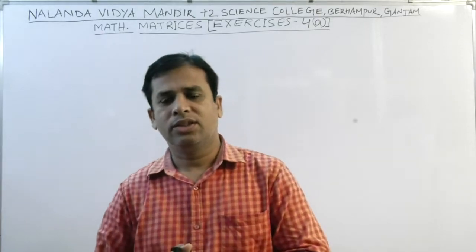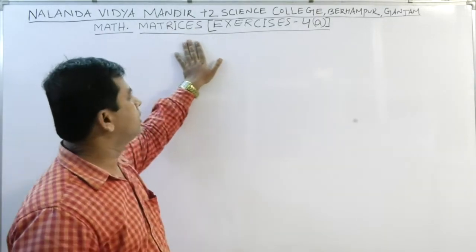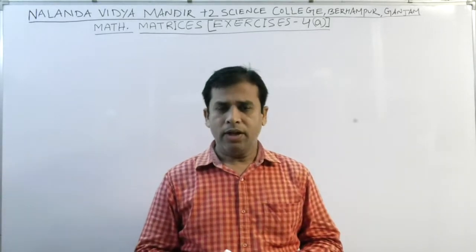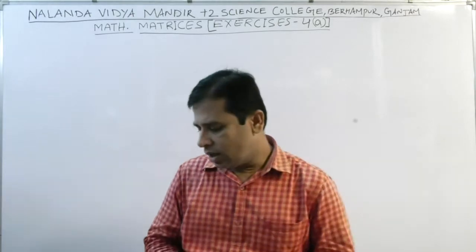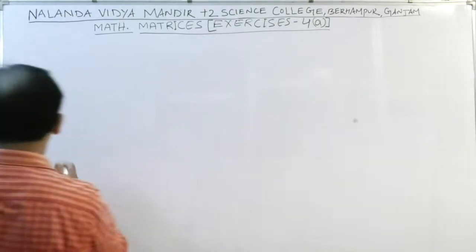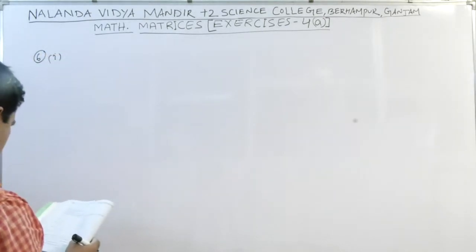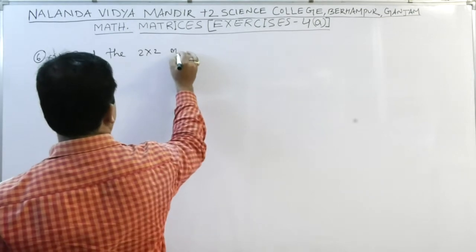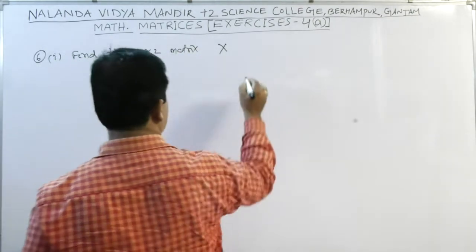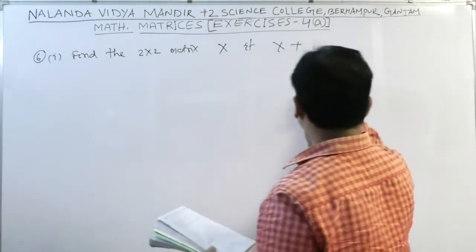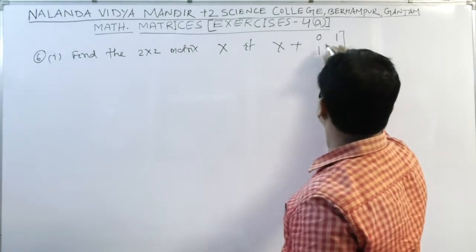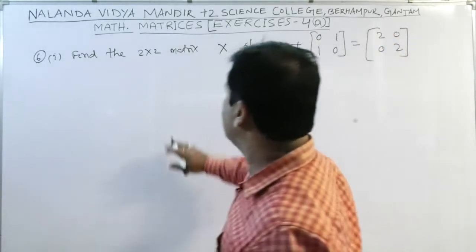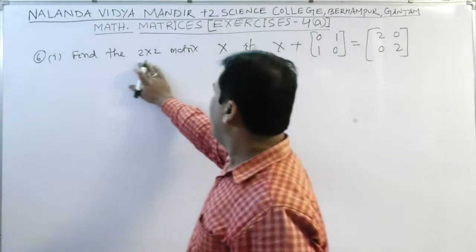Now, last class, we discussed the exercises of matrices, 4A. Last class, we discussed 1 to 5. Now, to continue from 6. Our sixth number question, first bit, says: find the 2×2 matrix X, if X plus [0, 1; 1, 0] is equal to [2, 0; 0, 2]. Now, first bit of 6, find the matrix X.